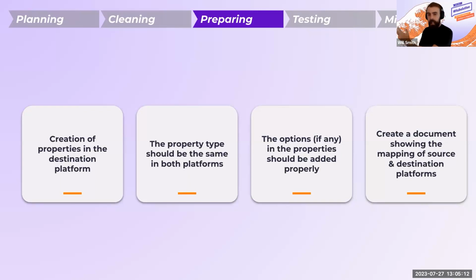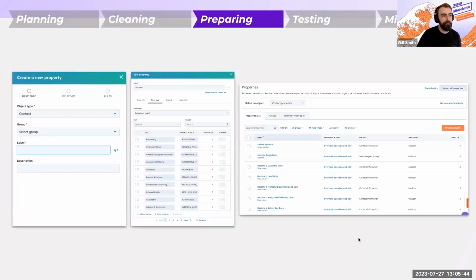The property type should be the same. So if one is an SLT and one is a dropdown, you either need to make sure they match perfectly, or you need to make sure that they're the same type. The options should be added. So if it's a drop-down, for example, you need to make sure all those objects exist and are exactly the same. And you want to create a document showing the mapping of the source and the destination platform. So every single property should have a beginning state and an end state. This is the property within our source, within Salesforce. This is the property that is being mapped to within HubSpot.